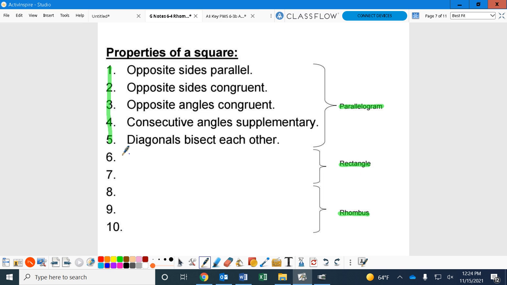So the 2 that we learned for rectangle were that there are, what was it, 4 right angles was first? 4 right angles. And then the diagonals are congruent. 4 right angles and the diagonals are congruent. That's what makes a rectangle a rectangle. Well, that stuff is also true in a square.